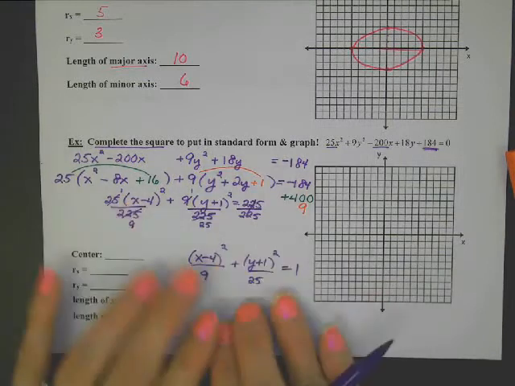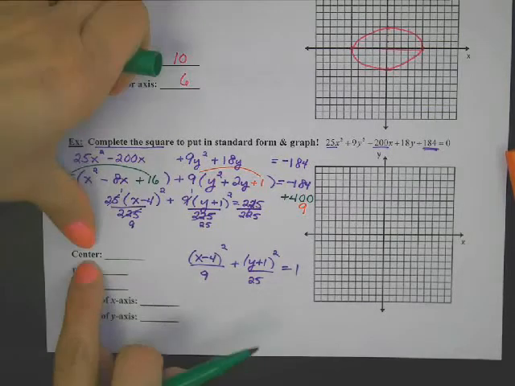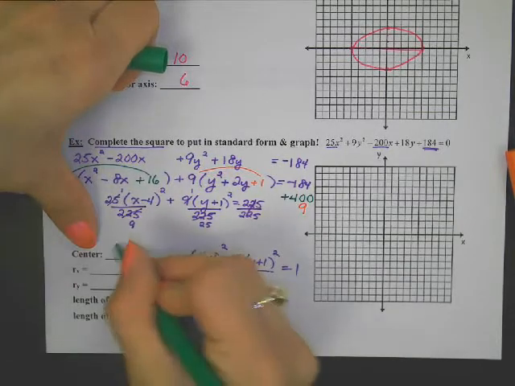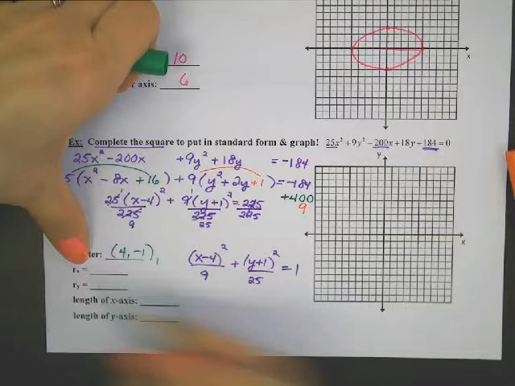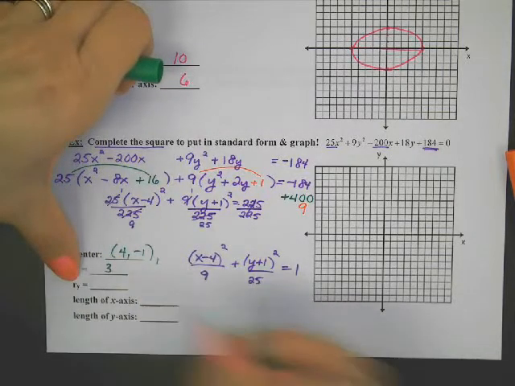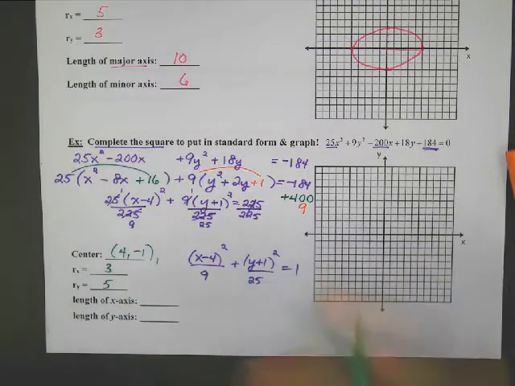There we go, standard form. People tell me this is where they spend more time doing work than the actual ellipse graphing. Okay, so let's answer some questions. Where's the center? Don't forget to change the signs. The point 4, negative 1, use parentheses. R sub x would be just a 3. R sub y would be a 5. Okay, remember, R sub x is under the x's, R sub y is under the y's.